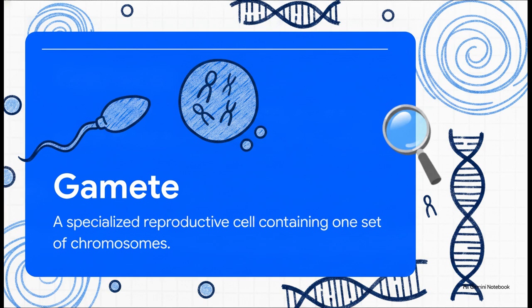Well, the solution lies in a highly specialized cell called a gamete. A gamete is a reproductive cell, like a sperm or an egg, that contains just one single set of chromosomes. It's deliberately packed with exactly half the normal genetic instructions just to prevent that whole doubling effect. You can kind of think of it as the essential cellular ingredient for sexual reproduction.